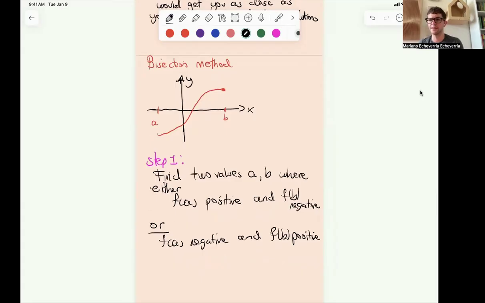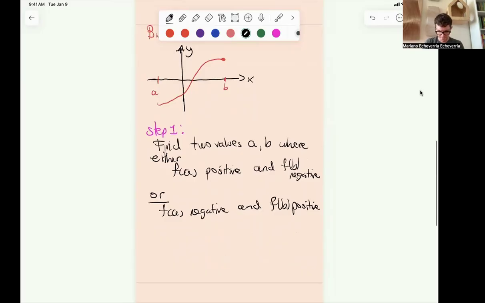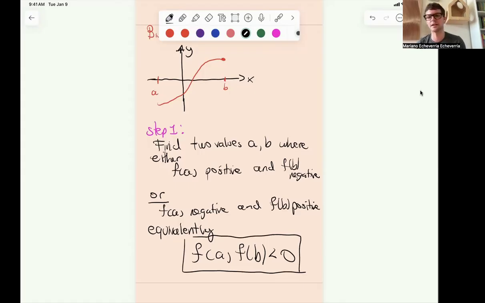There is a nice way of writing this down because positive times positive is positive. Negative times negative is positive. So the only way for the signs to be opposite is if, when you multiply them, you get a negative number. So you can write these two conditions equivalently. What you want is f of A times f of B to be negative. Because the only way for the product of two numbers to be negative is if they have distinct signs, right? And that is a condition which presumably you could check.